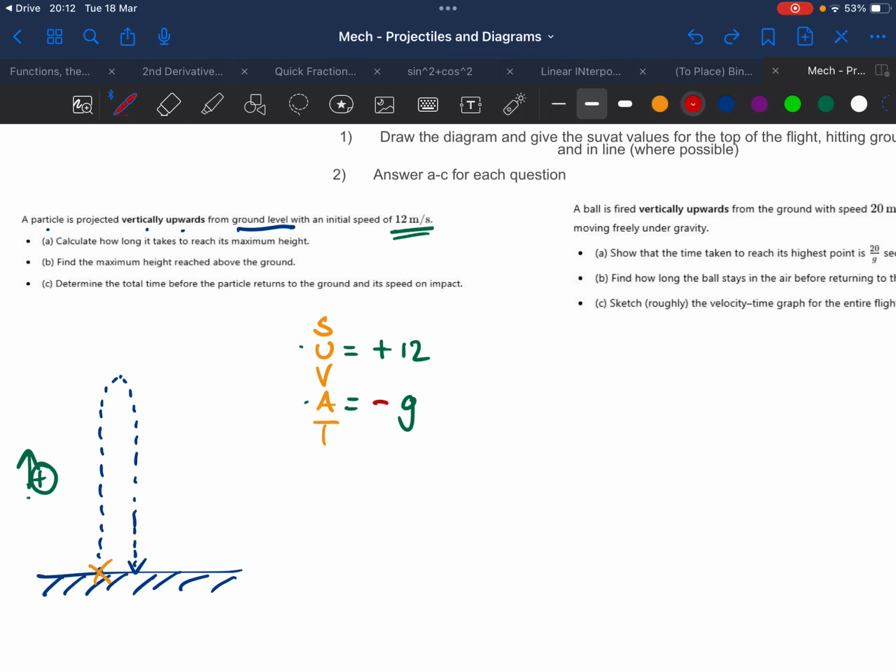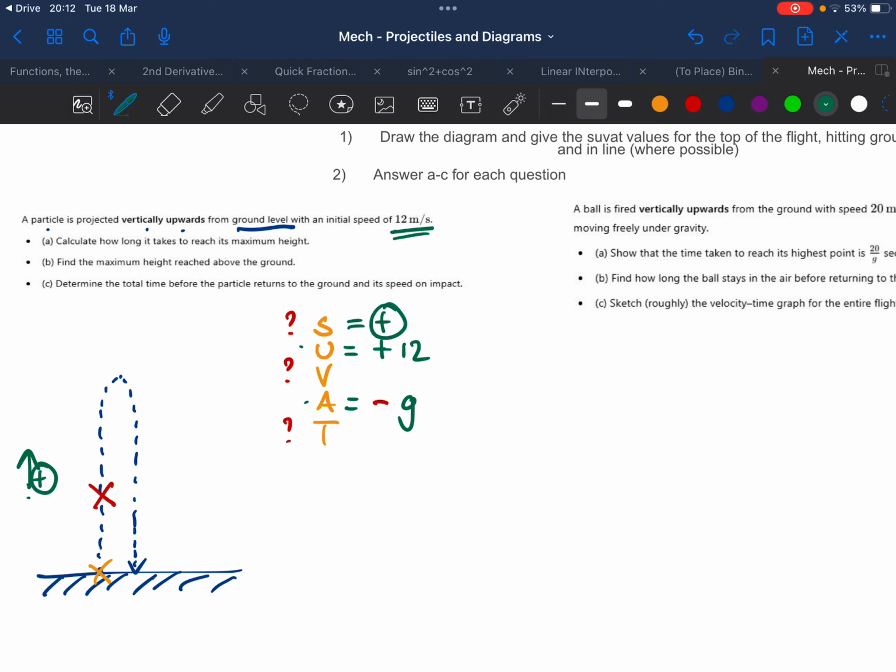Well, how about the other numbers? Let's play around with that idea. Let's take this point, for example. What might the S number be? What might the V value be? What might the T value be? Well, at this point, S would be some sort of positive number.